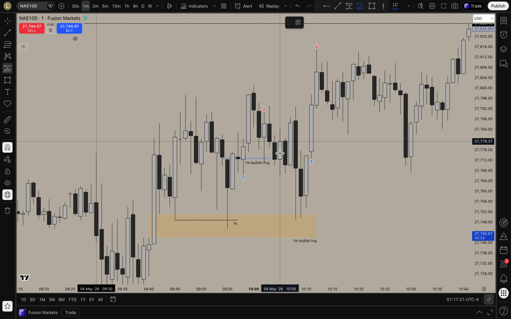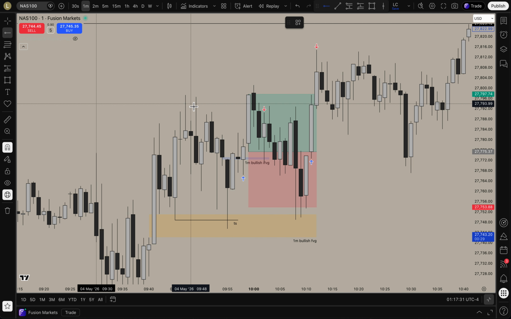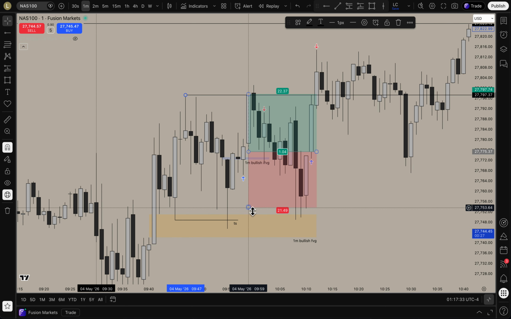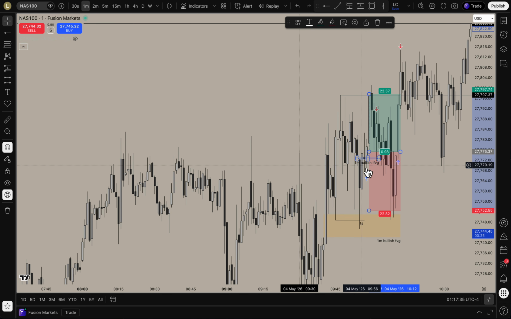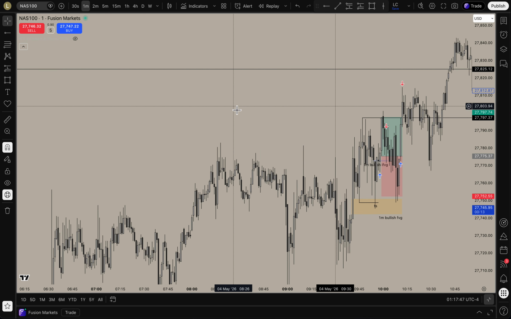So I opened up a trade here around here. Stop loss was below that inverse fair value gap, and I was targeting here, but initially my target wasn't here. I wanted to aim for a longer target here, because on the 15-minute time frame, this is the eventual price that price will look to want to reach.